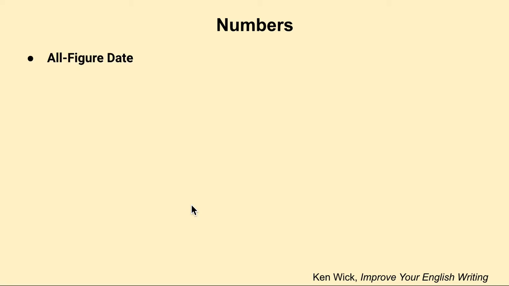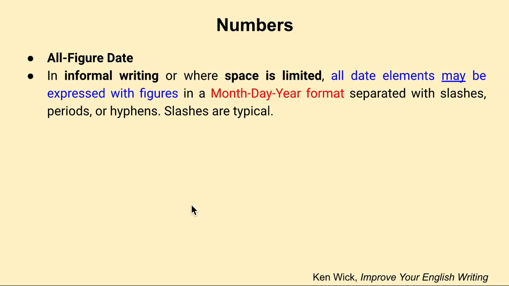So, what about all-figure dates? This is where you're using numbers for all date elements. So in informal writing, notice it's informal writing, not formal writing, or where space is limited, all date elements may, and I stress may, be expressed with figures in a month-day format. So this is like an American format, separated with slashes, periods, or hyphens. Slashes are typical. So you'll see some people use periods, you'll see people using any one of these. They're all correct. Slashes are just more typical.